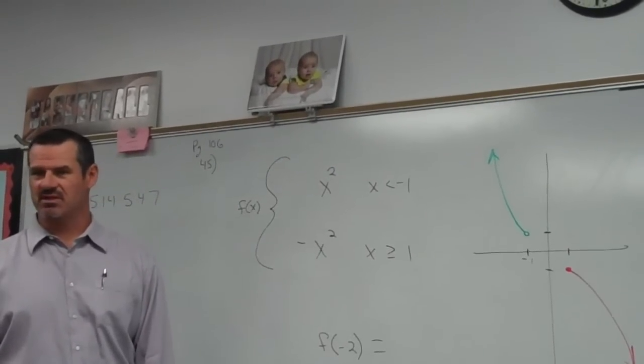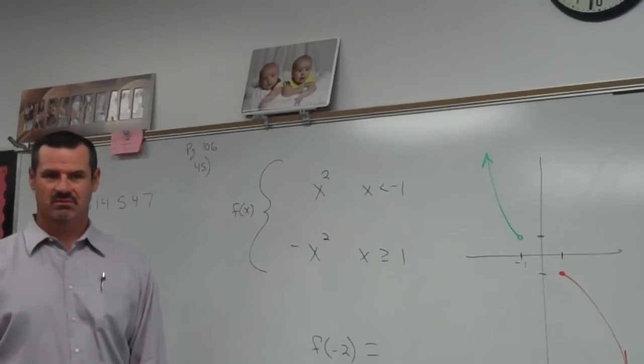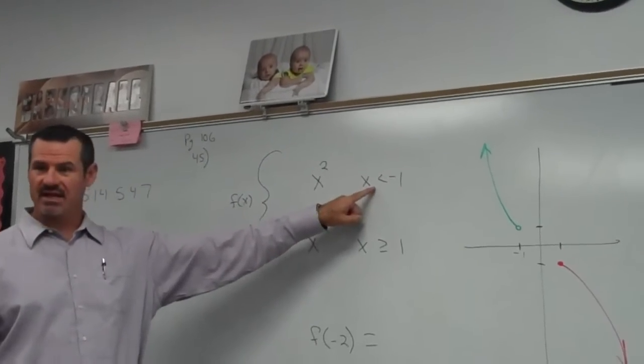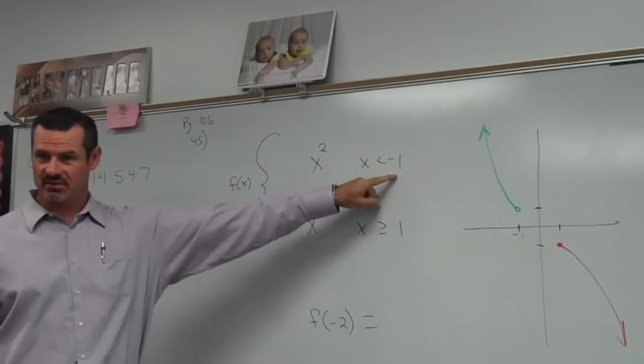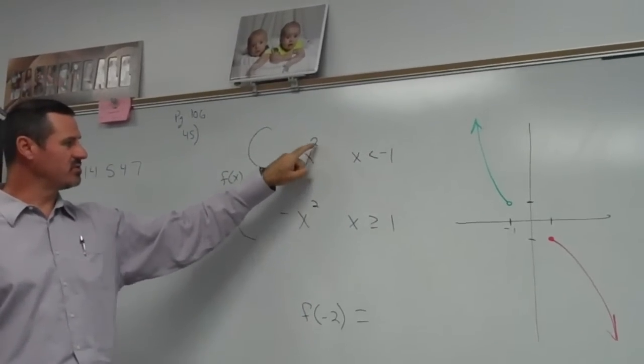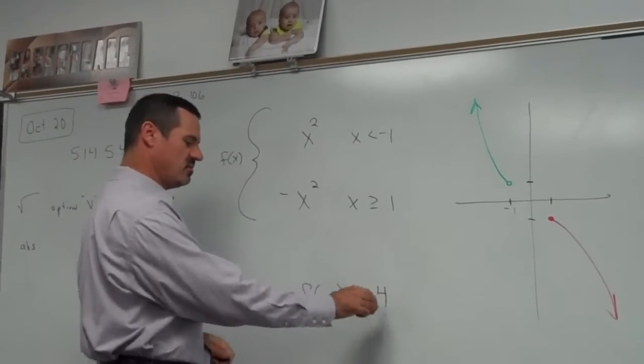Both. Thought that was an easy question. What's that? First one. -2 is definitely less than -1. So then you put the -2 right here. -2 squared is +4. So the answer to this is 4.